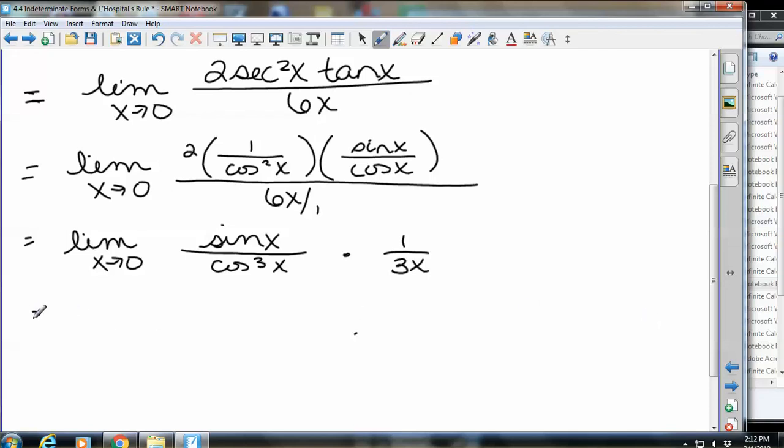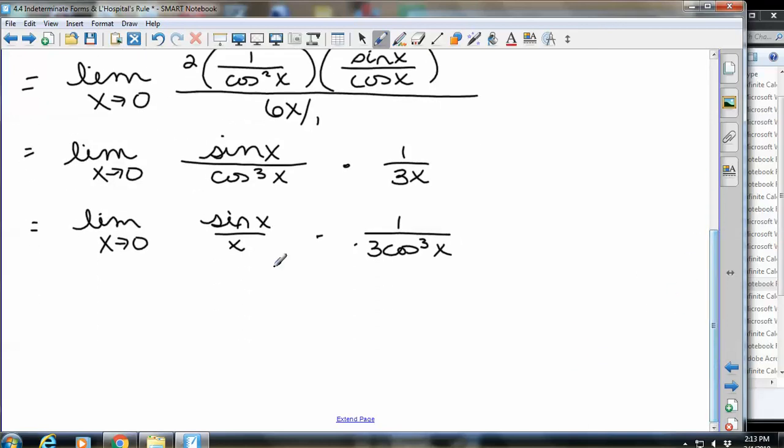Does anybody recognize something that we used to use? What if I rewrote this? I put sine x over x and 1 over cosine cubed x.